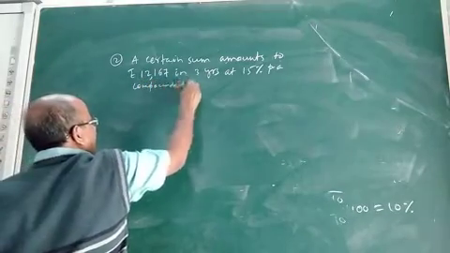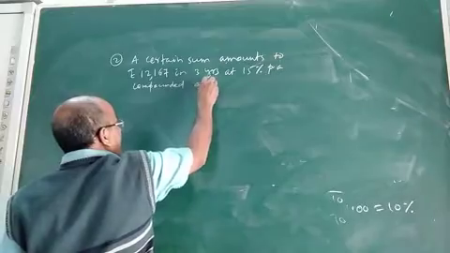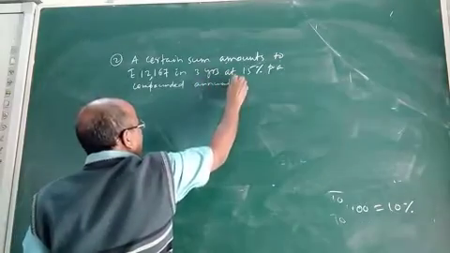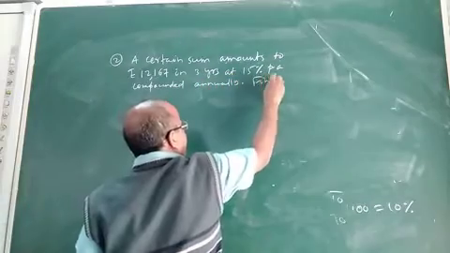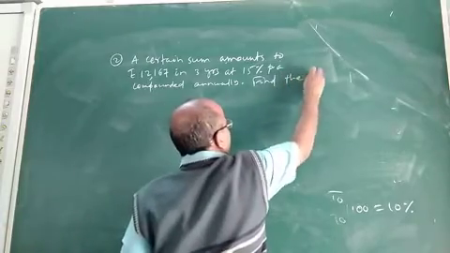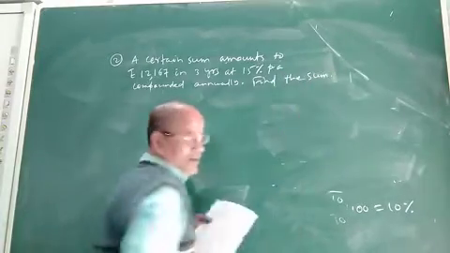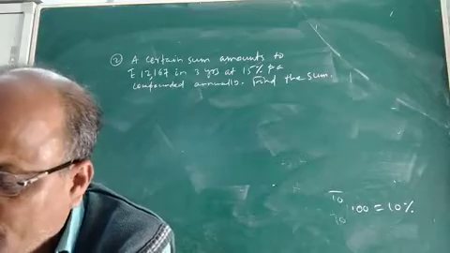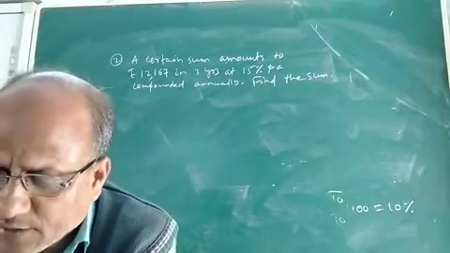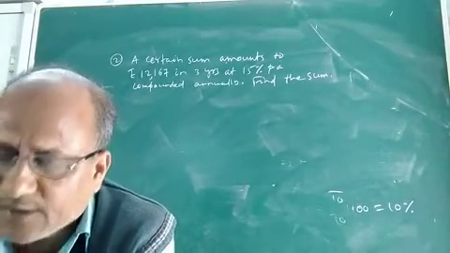Compounded means the interest is being compounded annually. So what is the sum? Find the sum. Let us first understand the meaning of the question.